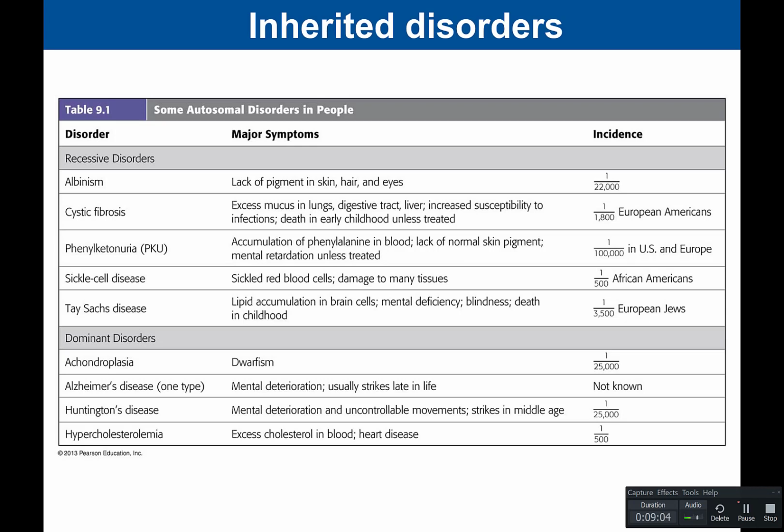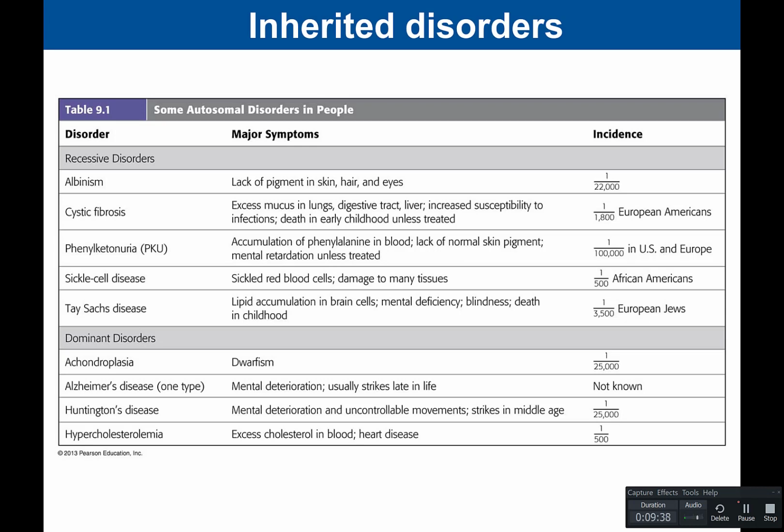Achondroplasia, dwarfism. 1 in 25,000. Alzheimer's disease, there's one type. The incidence of this is not really known, but Alzheimer's has mental deterioration, usually strikes late in life. Huntington's disease. So Huntington's disease, mental deterioration and uncontrolled movements. Again, it's a neurodegenerative disorder. It comes on later in life. Has an incidence of about 1 in 25,000.